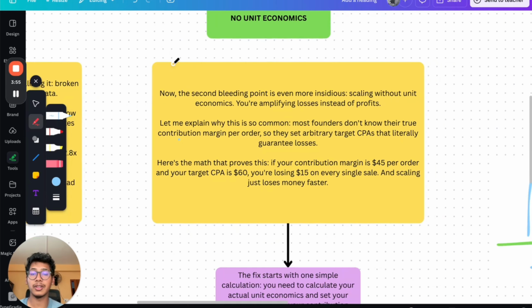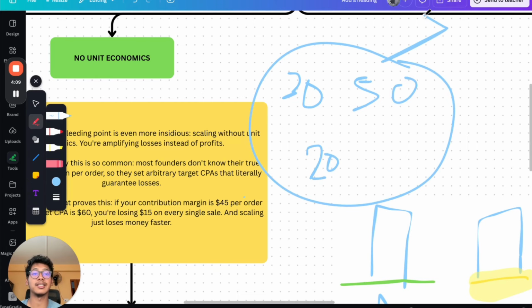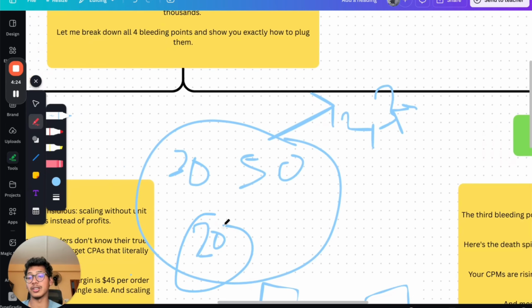Okay, so if your contribution margin is 30, and your target CPA is 50, and you get a sale at 50, that means you're just losing $20. Now, if you're going to scale this, you're going to be spending more money, right? So this is going to get 2x, 3x, or even 4x, 5x. This is just going to get higher and higher. It grows exponentially, and your losses will grow exponentially as well because you are not gaining any profit from this. You are basically losing money on this product with your CPA and your KPIs.